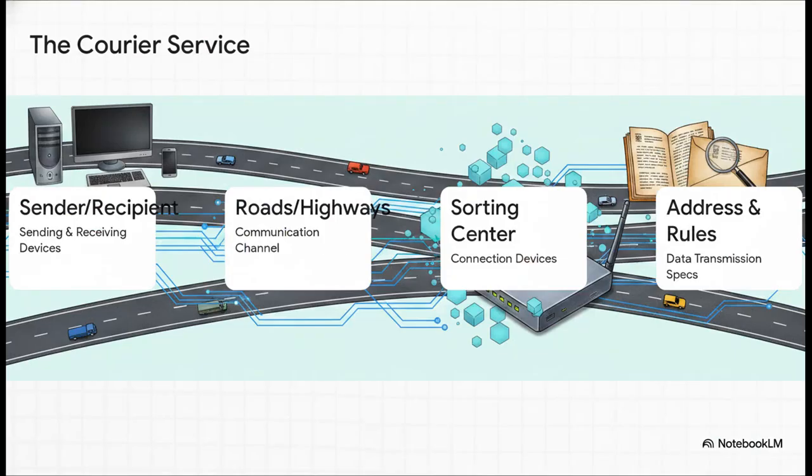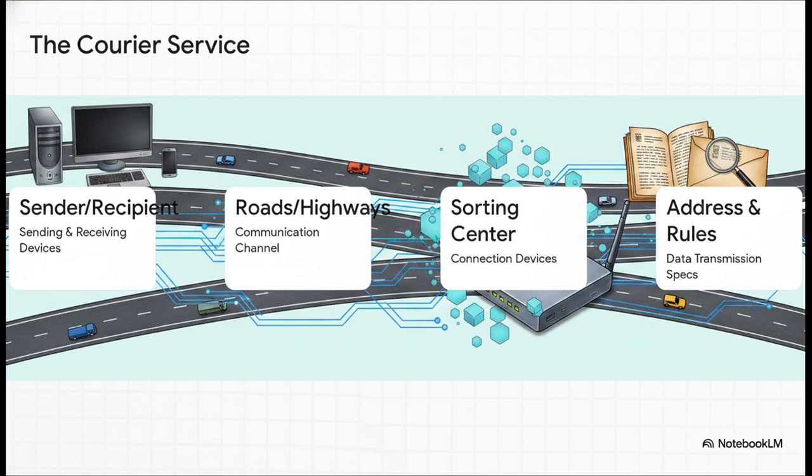Okay, so first up, you've got your sending and receiving devices. These are your computers, right? They're the sender and the recipient in our analogy. Next, that information has to travel along a communication channel. Think of these as the roads and highways. Then you have connection devices, stuff like modems. These act like the courier sorting center, packing all your data into little packets to make the trip efficient. And finally, you have the data transmission specifications. These are the rules of the road, the address, the instructions that make sure your package gets to the exact right place.